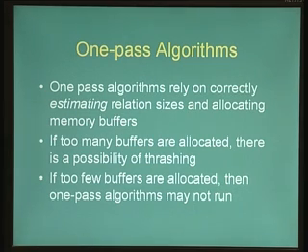On the other hand, if we allocate too many buffers thinking that the relation size is big, then we may end up in a possibility of thrashing where memory blocks have to be swapped onto disk and so on. So it is quite crucial to obtain a good estimation in order to use one pass query execution plans.